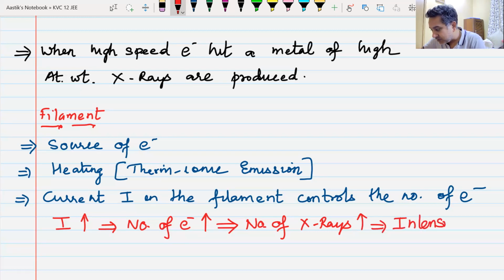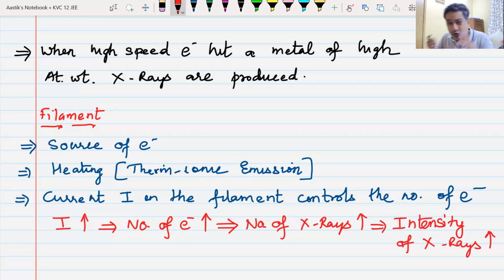This is the most important term that you have to understand. The current controls the intensity of X-rays. More X-rays will be formed. If you have 5 electrons, maybe 10 X-rays come out. If you give 10 electrons, maybe 20 X-rays will come out. More X-rays, more X-rays. Do you understand this? Okay. This is the source of electrons. Current in the filament controls the intensity of X-rays.